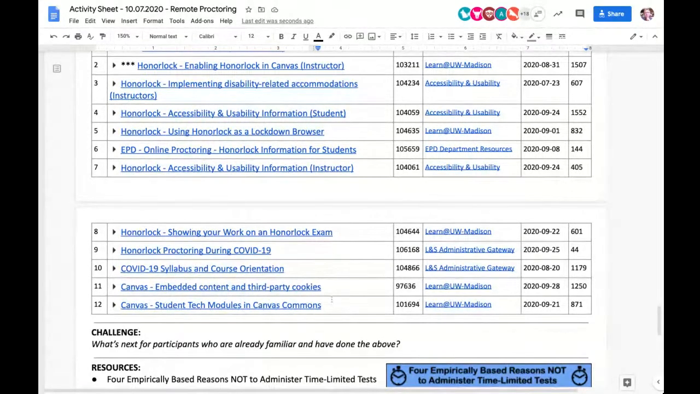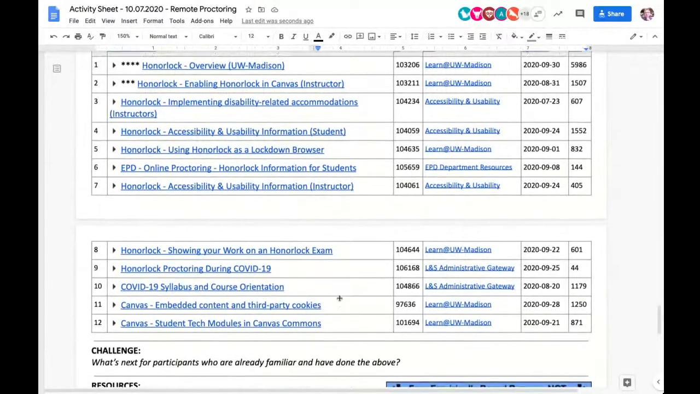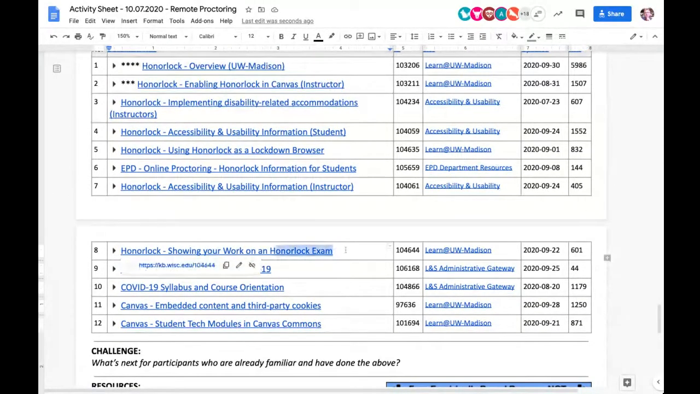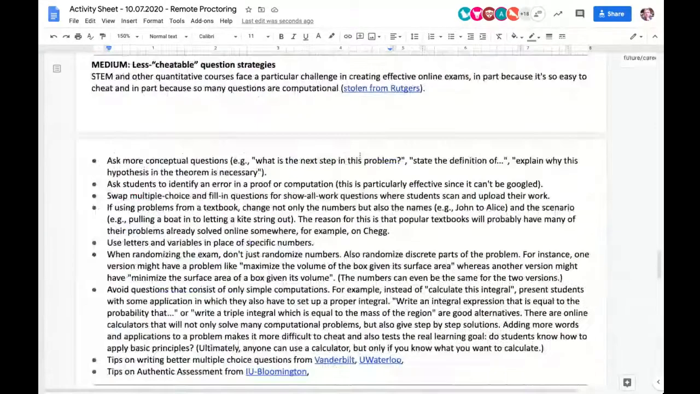Is that one of the documents that I shared below, Mallory? Yeah, showing your work on an Honorlock exam. Oh, there it is, number 8. Fantastic. Okay, so good. Thanks very much.